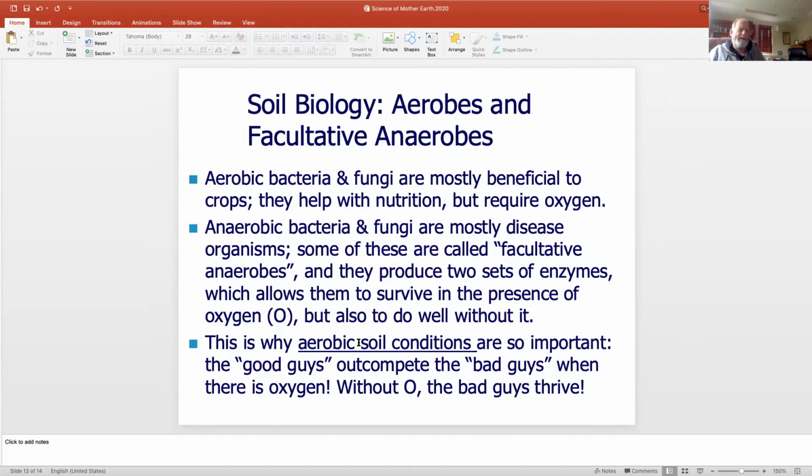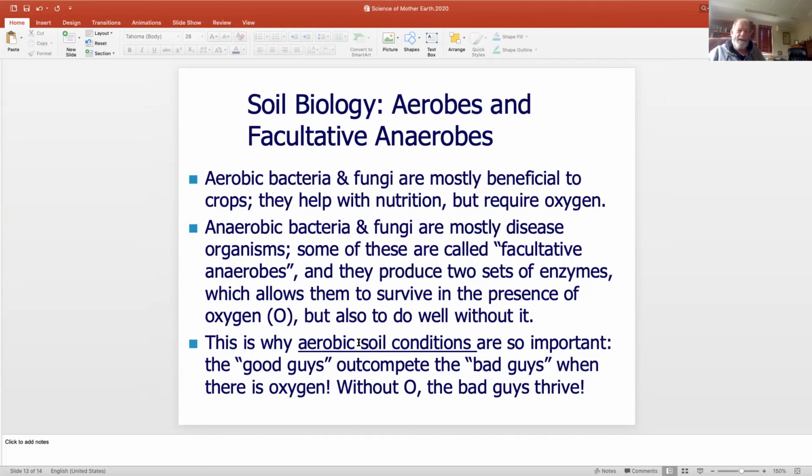Now, an important thing to understand in terms of soil biology is what we call the bacteria and fungi, which are aerobic, as against the bacteria and fungi, which are anaerobic, which cannot survive in the presence of oxygen. And we have a third group, the facultative anaerobes, which can survive either with oxygen or without oxygen. But these facultative anaerobes are the bad guys, these are the disease organisms, the pathogens, which are very much involved in spreading diseases in the soil, such as rhizoctonia and many other rusts and bacterial and fungal diseases.